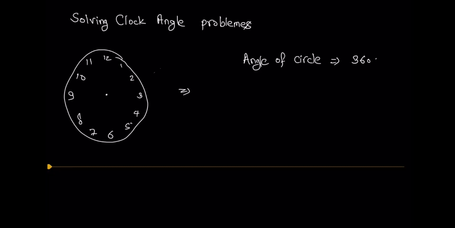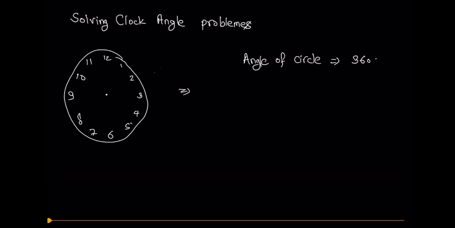Hello friends, today we're going to learn how we can solve the clock angle related problems. In this type of aptitude problem, what we get is usually a clock state, like current time is 10:25. What is the angle between hour and minute?